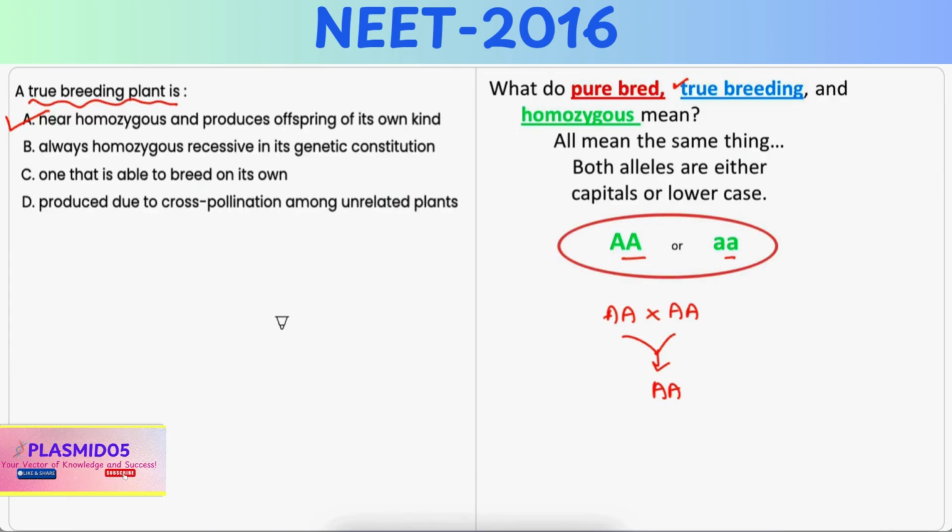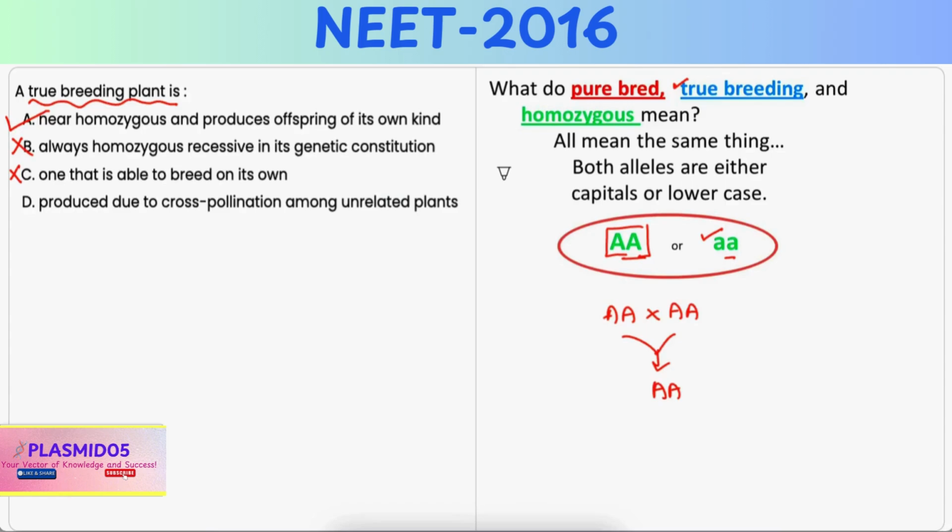Option B, always homozygous recessive in its genetic constitution. This is incorrect because true breeding plants can be homozygous dominant or homozygous recessive depending on the trait. Option C, one that is able to breed on its own. This is also incorrect because this definition does not capture the essence of true breeding. Now, many plants can self-pollinate or even cross-pollinate, but being able to breed on its own kind does not ensure that they produce offspring identical to the parent.